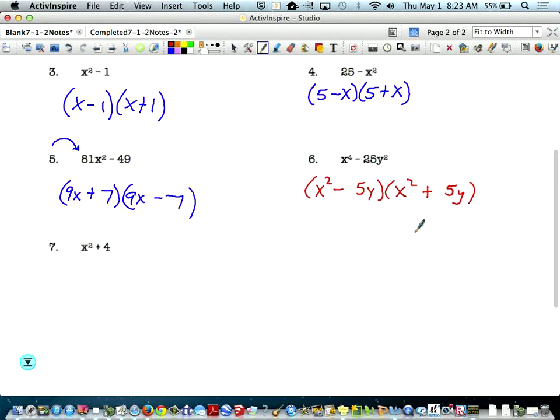Now, if you are really paying attention, we have another perfect square in that problem. That's x squared minus something. So how are you going to get x squared? X and x. What times itself gives me 5y? So now that second number is not nice, right? When that second number is not nice, just put it inside a square root.